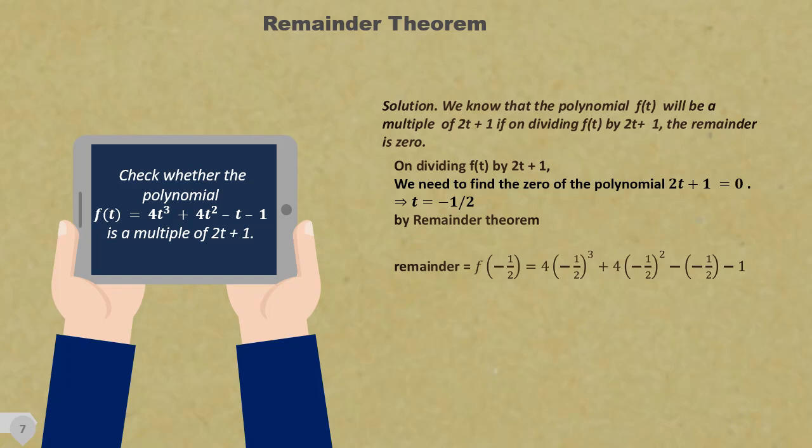For this, first we will find the zero of 2t plus 1. That is, put 2t plus 1 equal to 0. Therefore, t equals minus half. When we put minus half in place of t, f of minus half is 4 into minus half whole cube plus 4 into minus half whole square minus of minus half minus 1. Simplifying all the steps, we get the remainder 0. Therefore, this polynomial is a multiple of 2t plus 1.